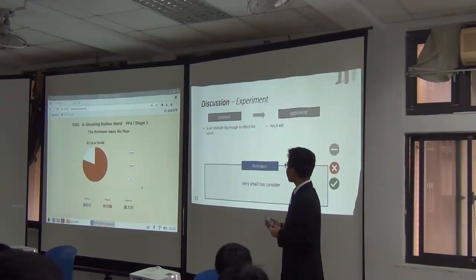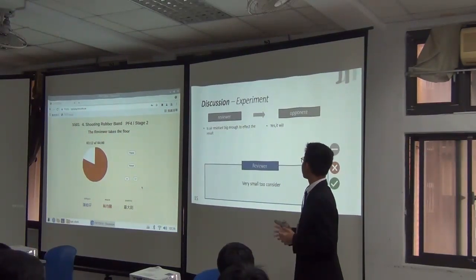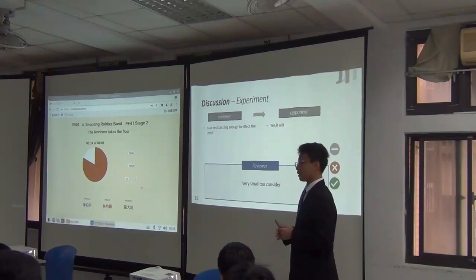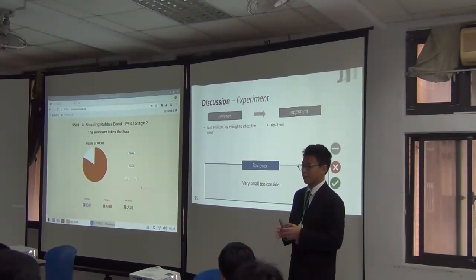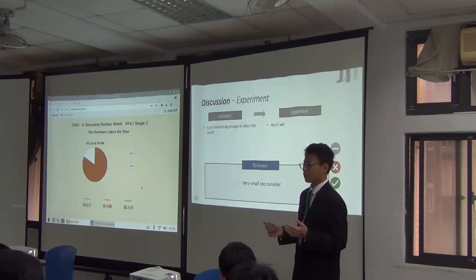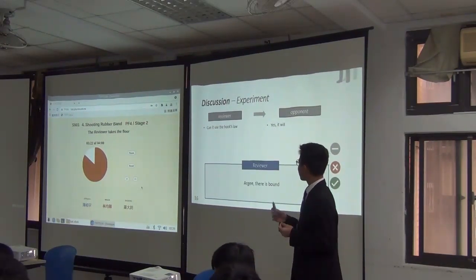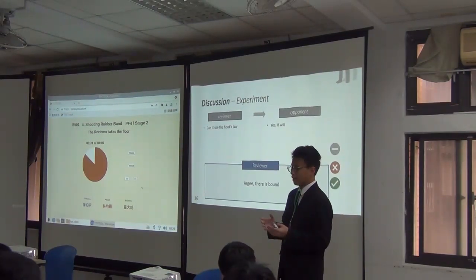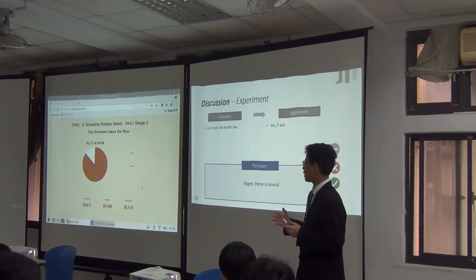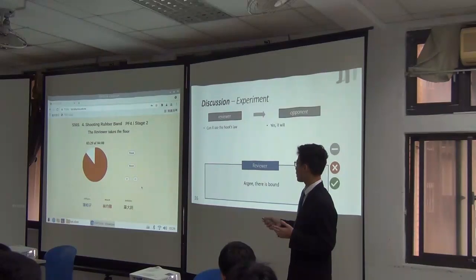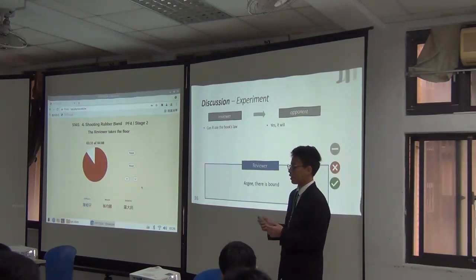And then I asked is the air resistance big enough to affect the results? The opponent thinks it will, and I think it's very small to actually consider in a real model and would be very hard to calculate. And I asked, can you use Hooke's law in this phenomenon? And the opponent said you could, and I agree with it because there is a boundary condition for Hooke's law.